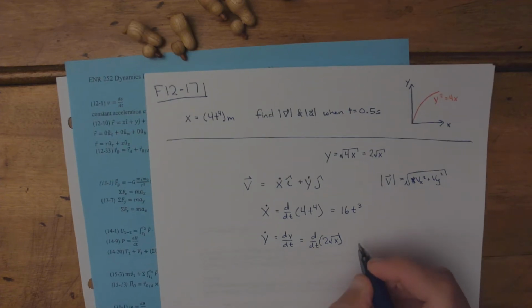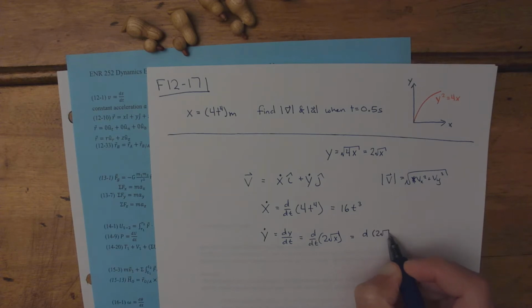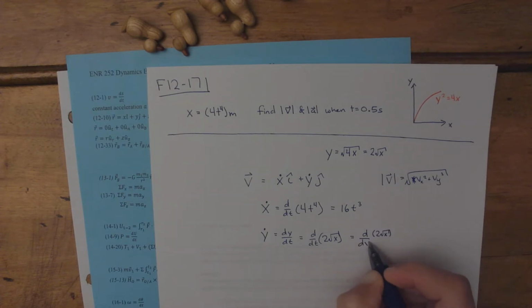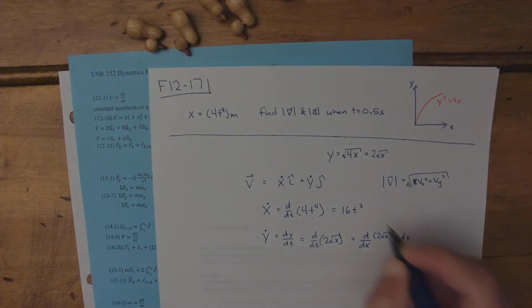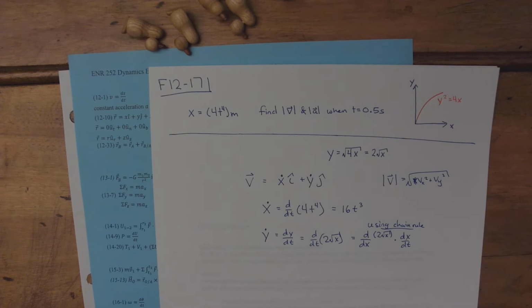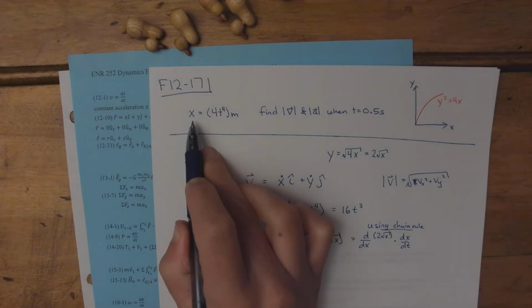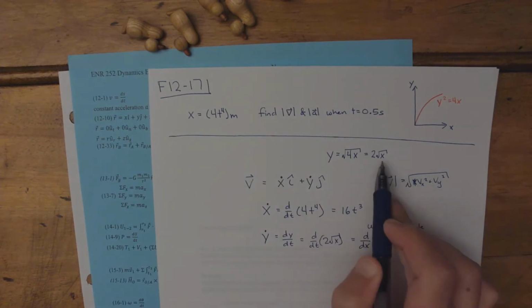Now, we could do this using the chain rule. We could say it's the derivative of 2 times the square root of x with respect to x, but then we have to multiply that by dx dt. But you have another choice, which is probably easier. That would be to take 4t to the 4th and put it in for x here.